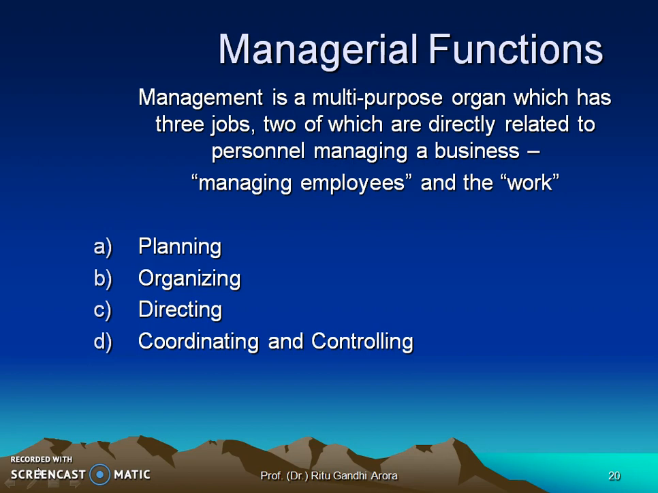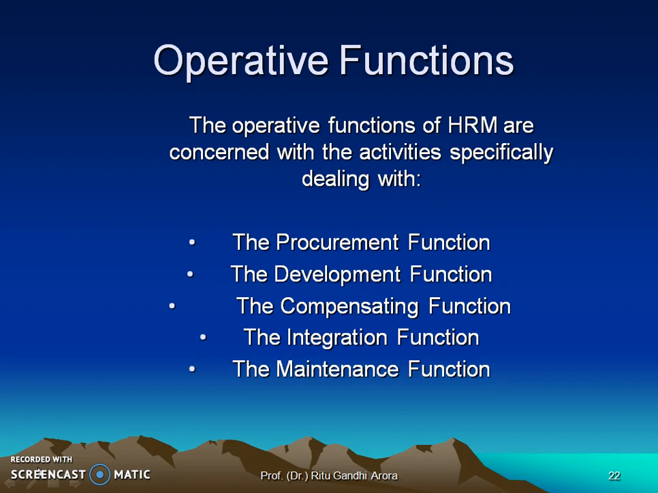So management is a multi-purpose organ which has three jobs, two of which are directly related to the personnel managing a business, that is managing employees and managing work. So from the managerial function point of view, human resource management performs planning, organizing, directing, coordinating and controlling. Specifically, human resource management performs five basic types of functions which are called operative functions. They are the main functions of the human resource department of an organization. First, we have the procurement function, then development function, compensation function, integration function and maintenance function.